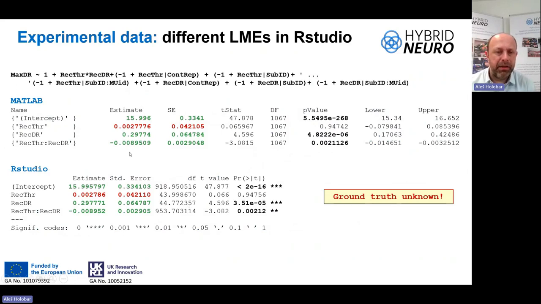Let me just quickly comment that in contrast to the synthetic case where we said, okay, the main dynamics comes from the recruitment threshold, the experimental data from 19 subjects say, no, recruitment threshold is not an important fixed factor, at least not in a standalone addition. The recruitment discharge rate is a significant factor, intercept is a significant factor, and the recruitment threshold comes into the significance when you take into account the interaction between the recruitment discharge rate and the recruitment threshold. And both MATLAB and RStudio agree if you take linear mixed models into account.